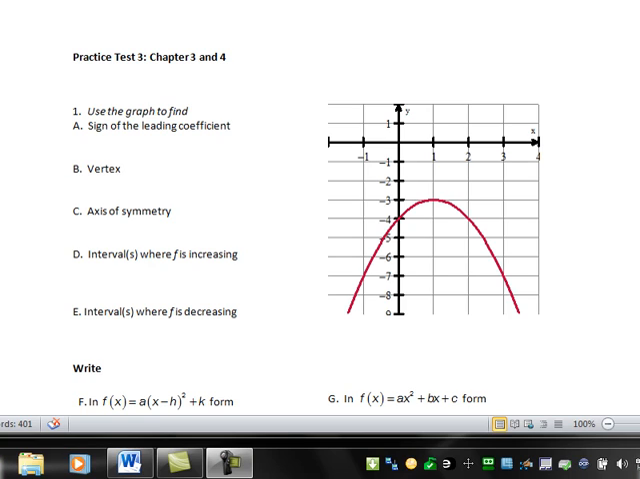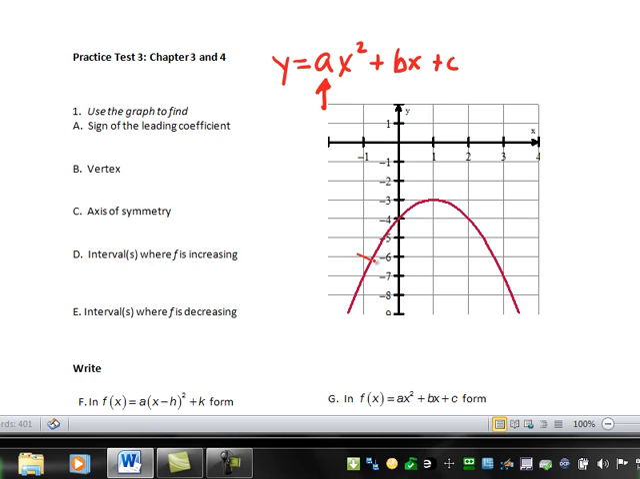So use the graph to find the sign of the leading coefficient. So here's our graph. You recall our general formula here: y equals ax squared plus bx plus c. A is our leading coefficient. And what do we know about the sign of a, how it affects the graph of the parabola? If it's positive, it opens up. If it's negative, it opens down. Our parabola is opening down, so the sign is negative.